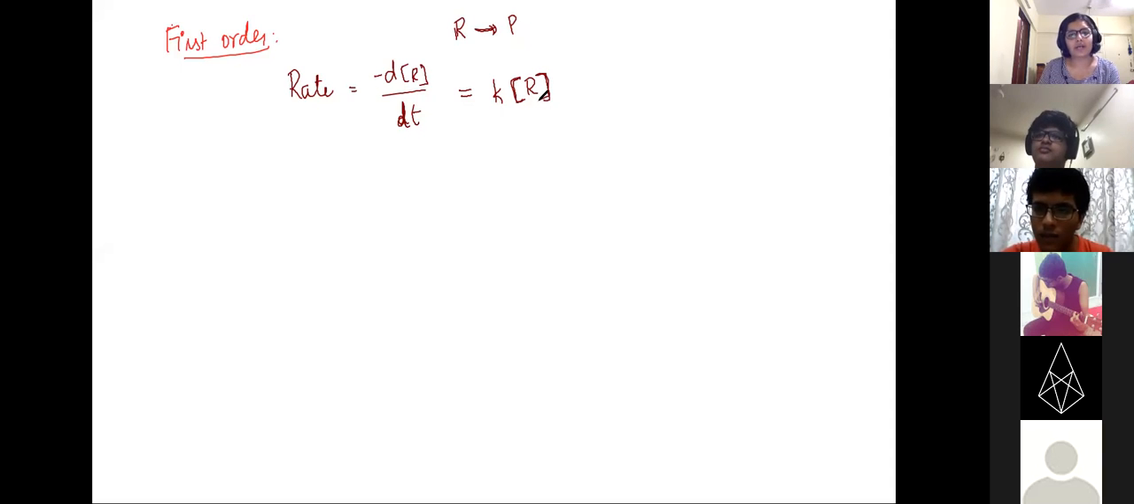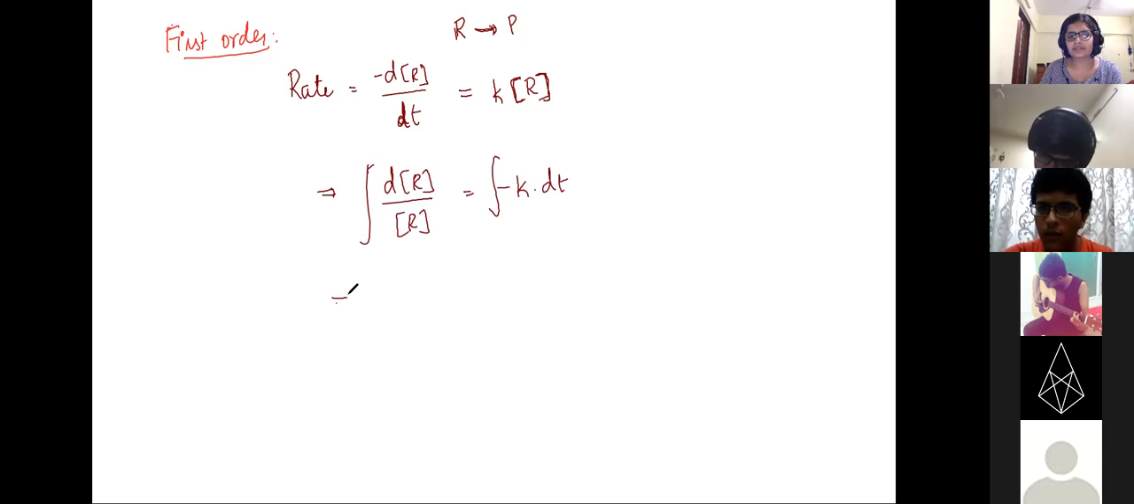Okay. So again, let's do the same exercise. Let's take all of the same variables onto one side. So this is going to be dR by R, concentration of R, equal to minus k into dt. Then integrating on both sides, you get... So what is the integral of dR by R? 1. Huh?